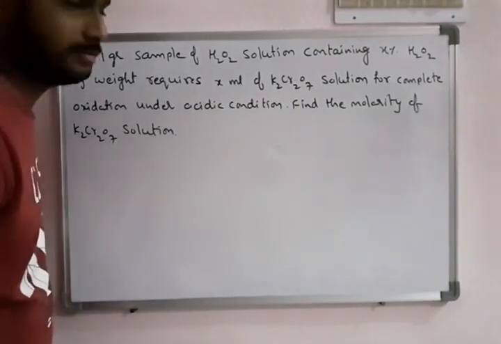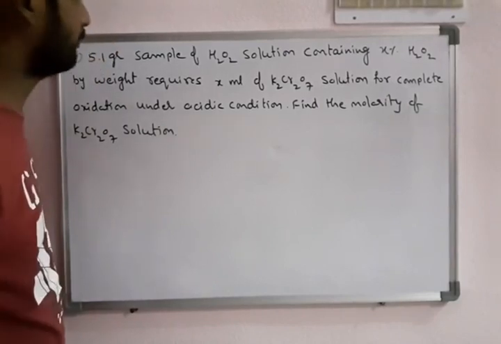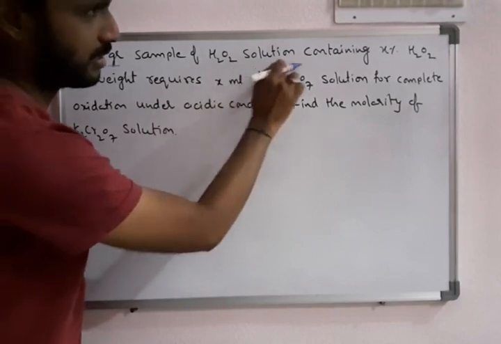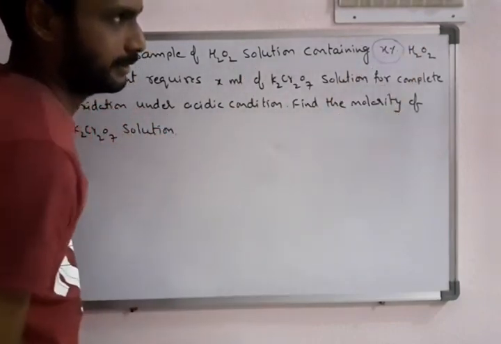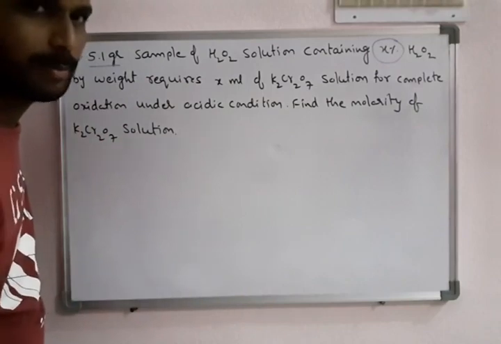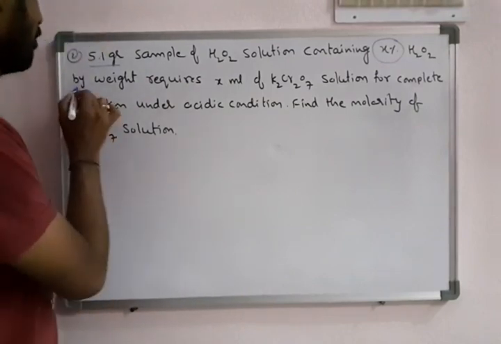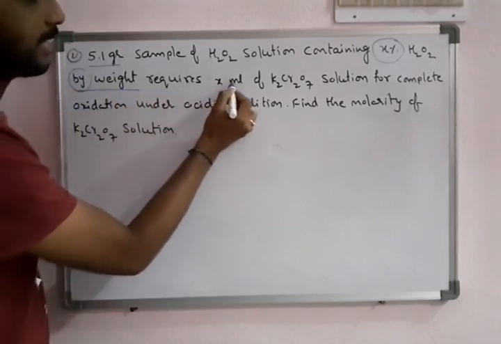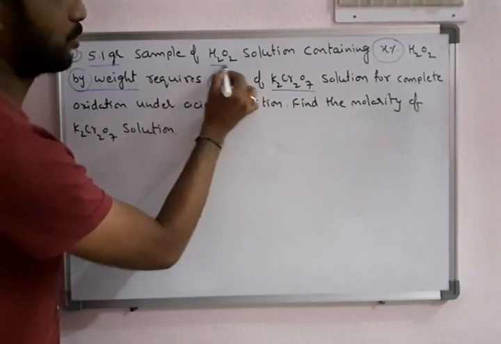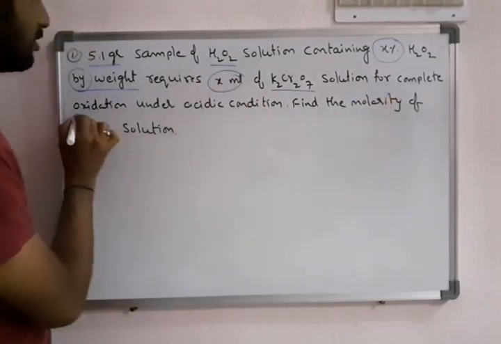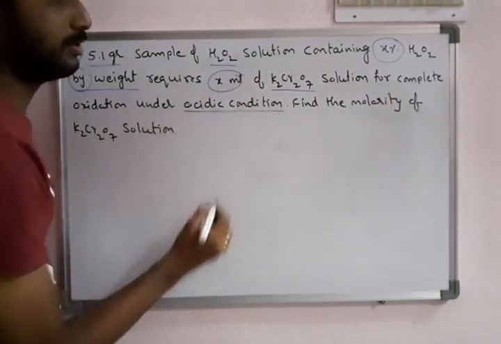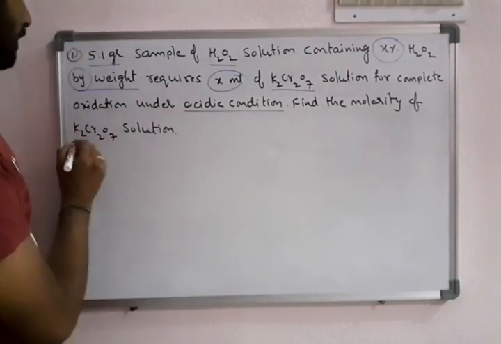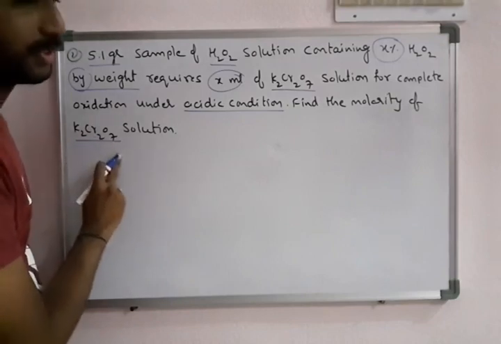Okay, see the next one. So, near to the earlier problem. Here 5.1 gram of sample of hydrogen peroxide solution containing X percentage, in this problem the percentage of hydrogen peroxide is given by weight, which requires X milliliter of potassium dichromate solution for complete oxidation under acidic condition. So it is given that it is an acidic medium. So we need to find the molarity of that potassium dichromate solution.